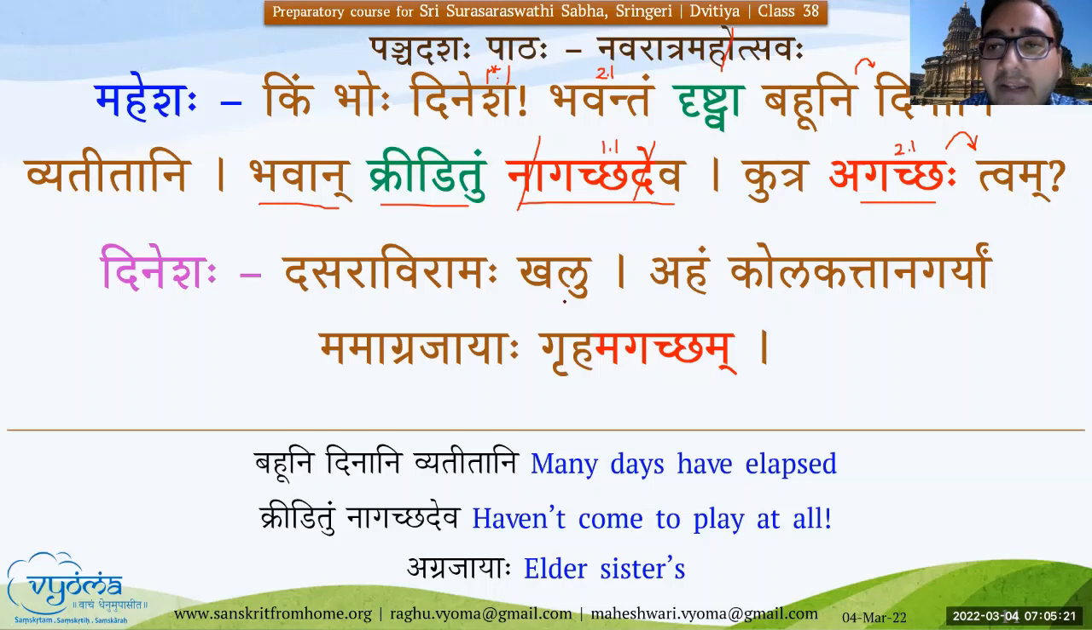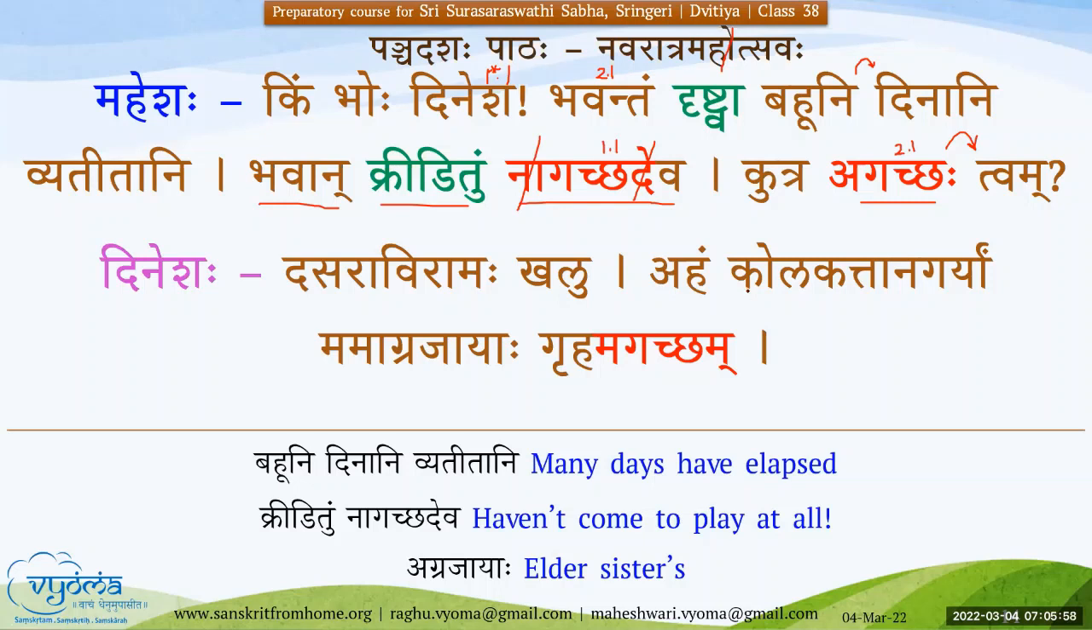So khalu and kila and nanu, these are some of the words which are used like question tags. Isn't this the Dasara vacation? So that is how he is asking that question. Dasara virama khalu, indeed this is Dasara vacation, and hence, that is the next part of the sentence. Aham Kolkata nagaryam mamagrajayah griham agacham. Aham agacham. Aham kutra agacham? Mama agrajayah griham agacham. Mama agrajayah griham kutra asti?